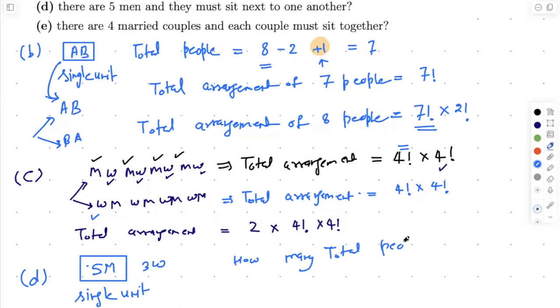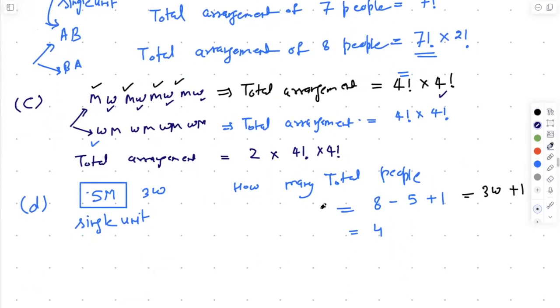Total people for which I have to arrange the seats: there were 8 people. Out of them, 5 have to be kept in a single place. So you subtract their positions, plus consider one place for them. So it is going to be 8 minus 5 is 3, plus 1, 4. Or alternatively, there are 3 women plus 1 single unit, so there are 4 places required.